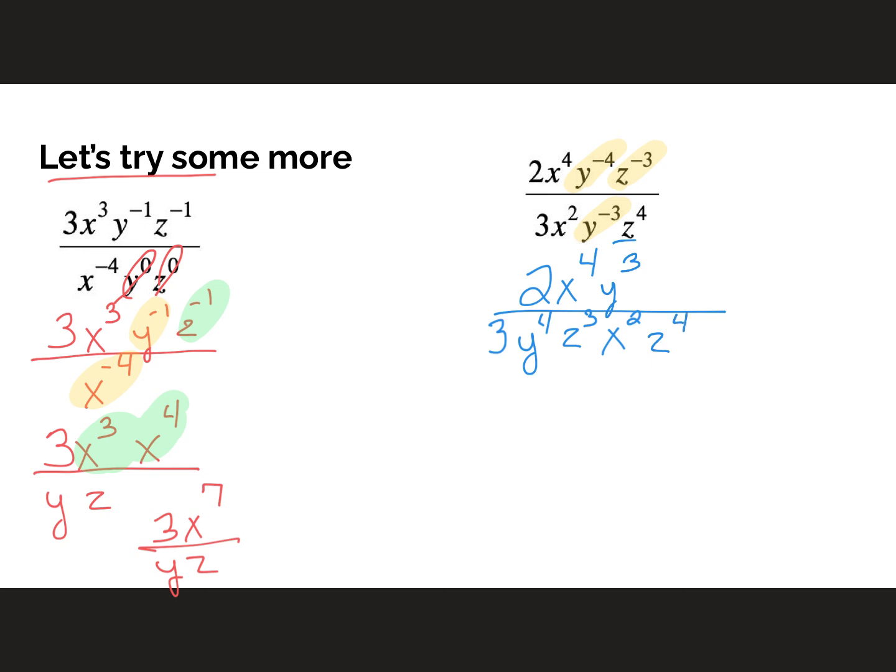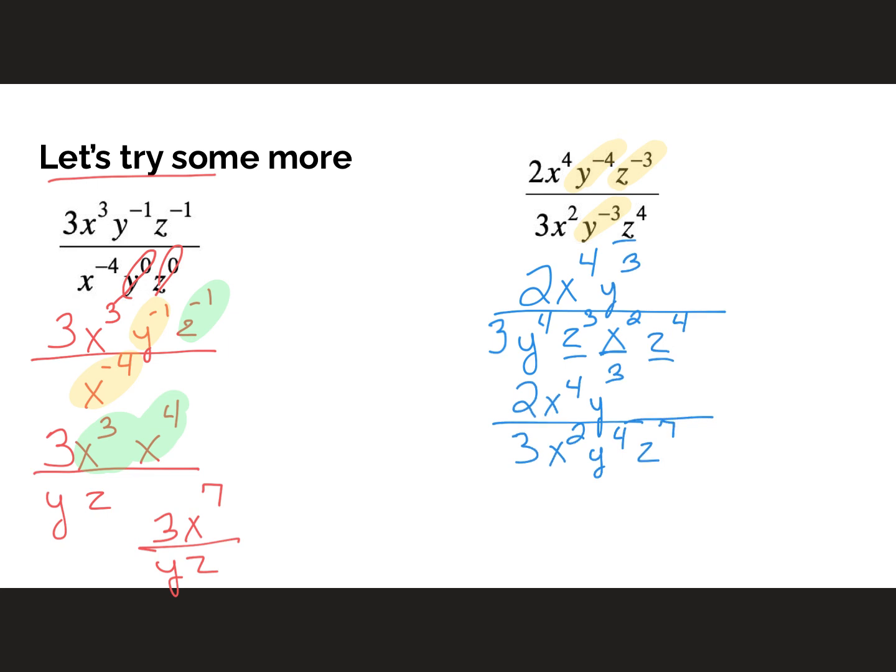Okay, so that's not too bad, but now I need to rewrite it so that I combine everything that's the same. So here I have 2x to the 4th, y to the 3rd over 3. I have an x squared, so I just put them in the same order. x squared. I have a y to the 4th. And then I have z to the 3rd and z to the 4th. We're going to add those. It becomes z to the 7th.